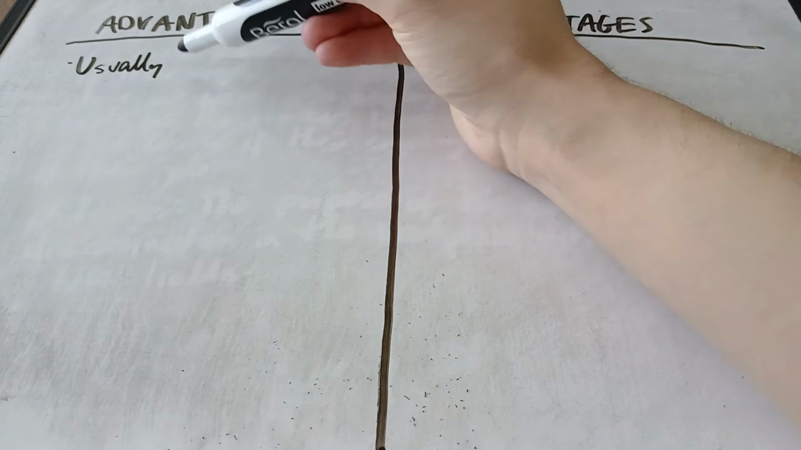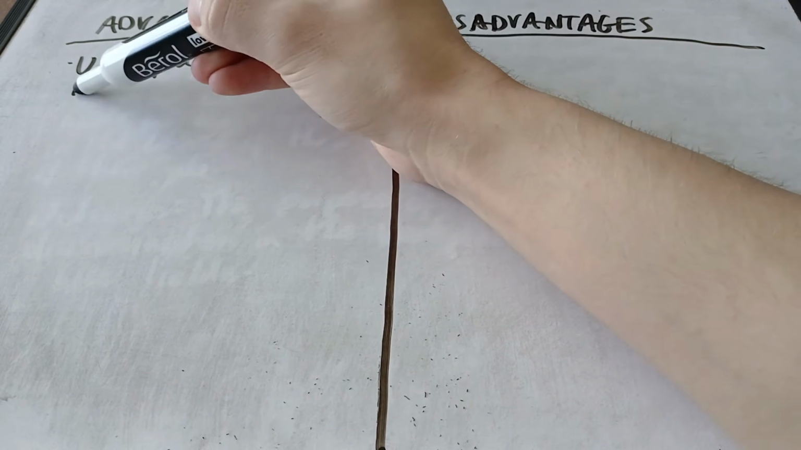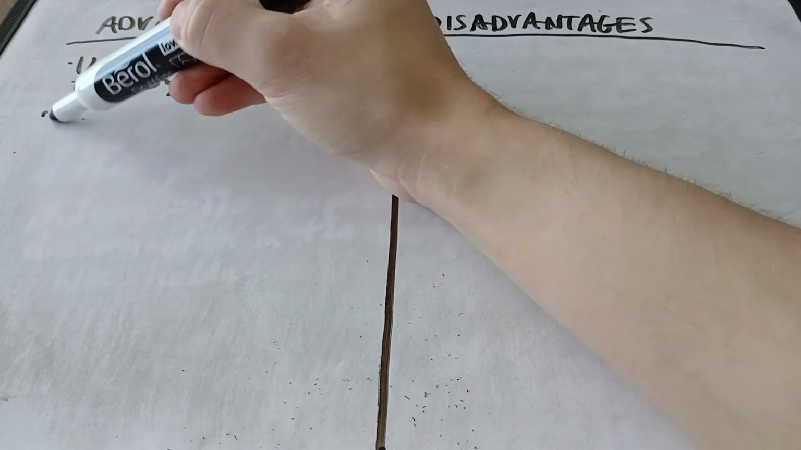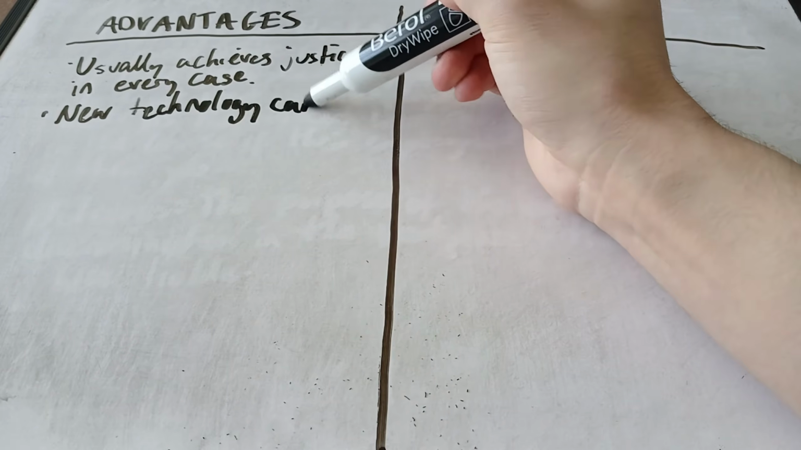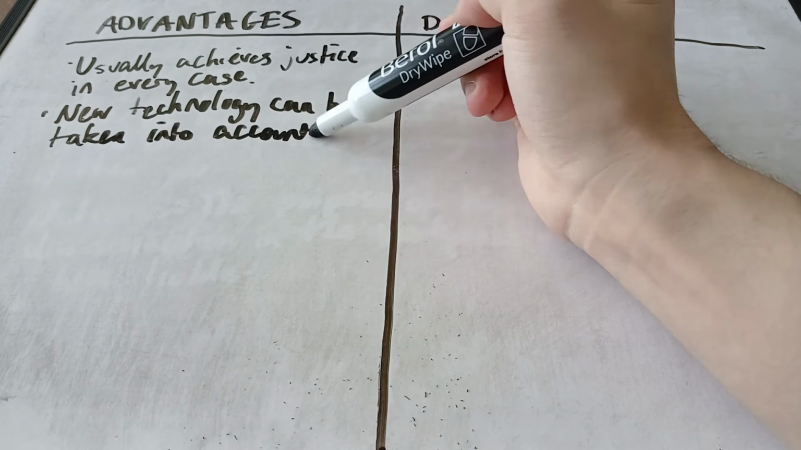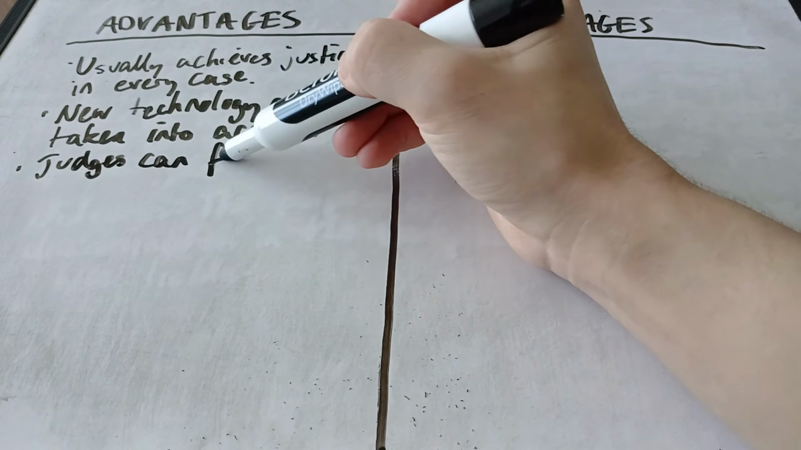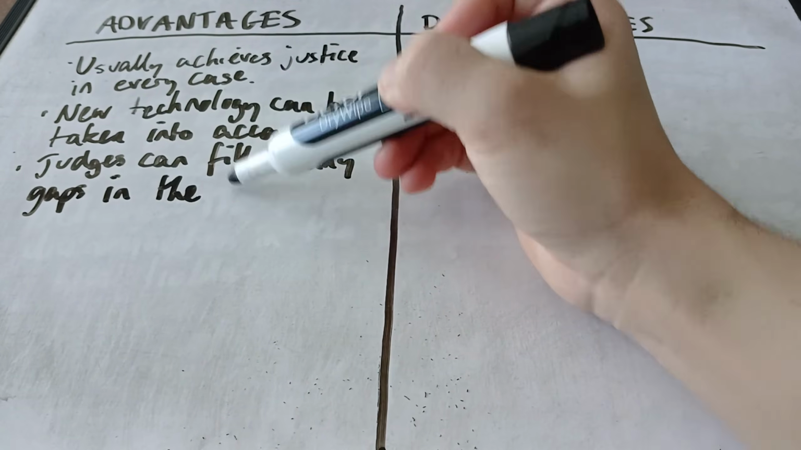Now I'm going to look at some advantages and disadvantages of the purposive approach. Starting off with advantages. It usually achieves justice in every case. New technology can be taken into account, and judges can fill in any gaps in the law.